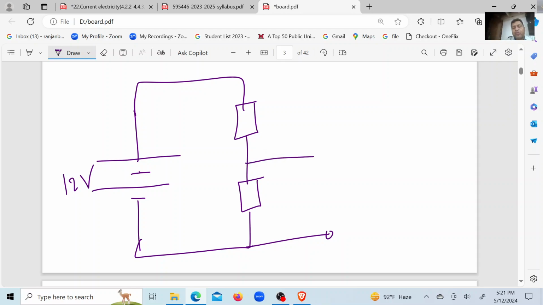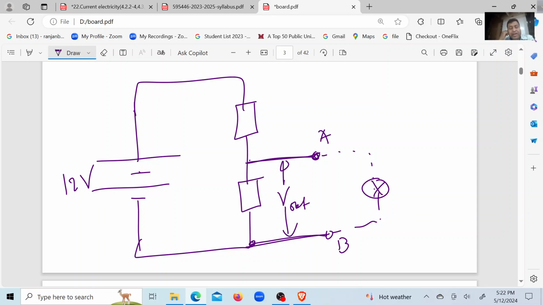This is called output. If these two wires are connected in this way, these two points A and B are called output terminals. Why? Because if you connect any device across them, you can give some voltage to it. The main voltage will be divided into two, and one fraction will be given to the output. Clear? This is called V out, or output voltage. It is also divided according to the ratio of resistance.